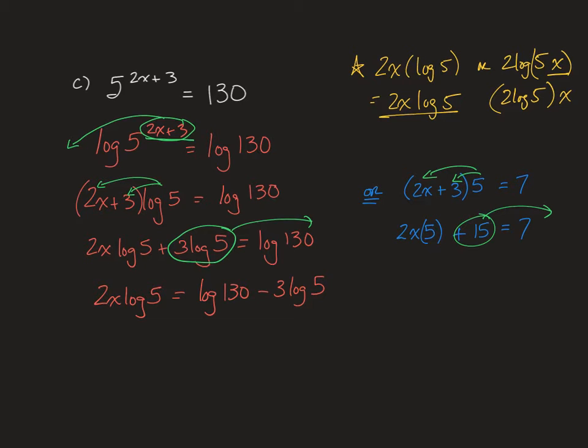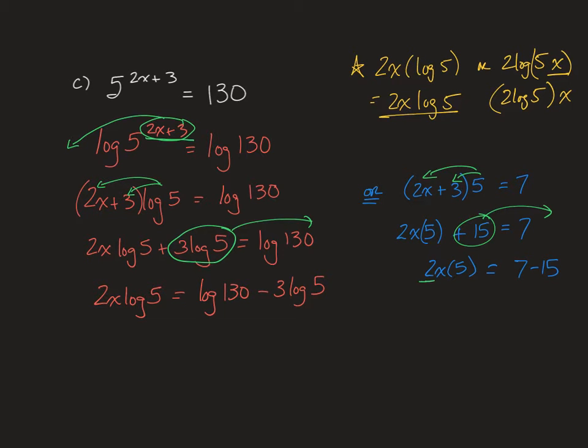Okay, we get to that point in the blue, and I just want you to notice that I'm going to write down a line as if you couldn't collect the 7 and the 15. Because notice, we can't collect the log 130 minus 3 log 5. Okay, what would you do next to be able to solve the blue equation?